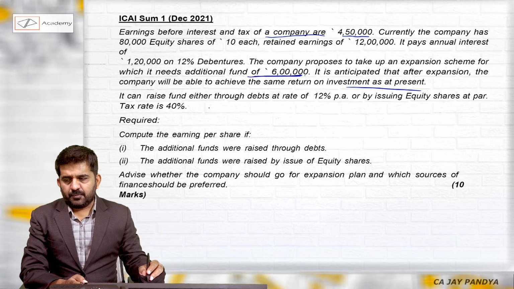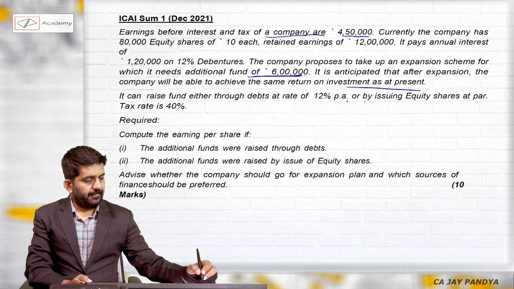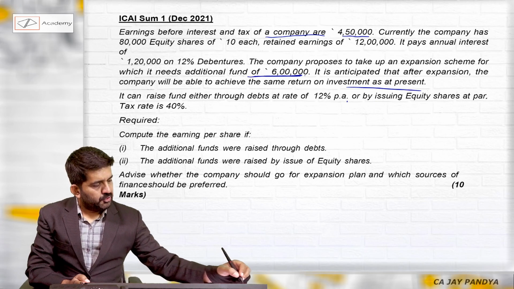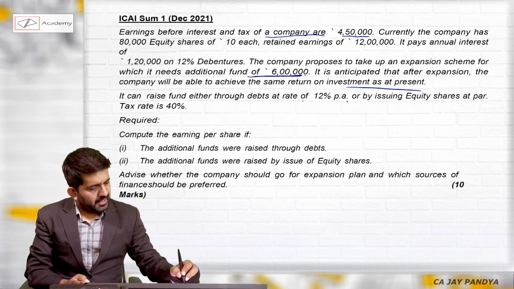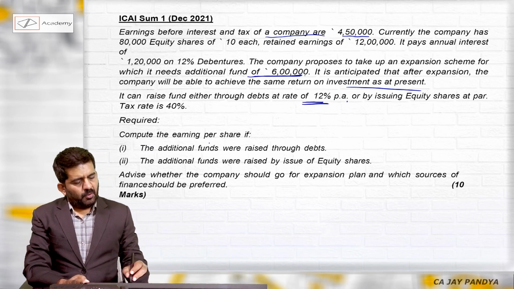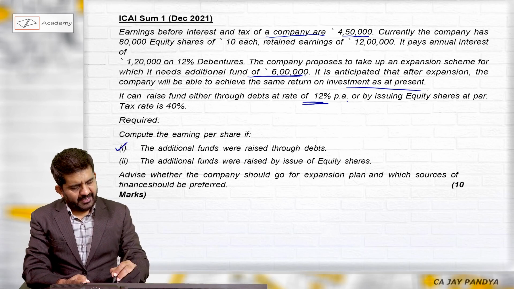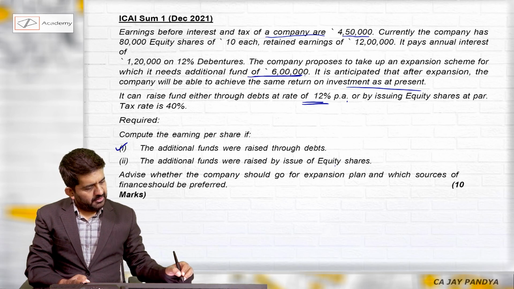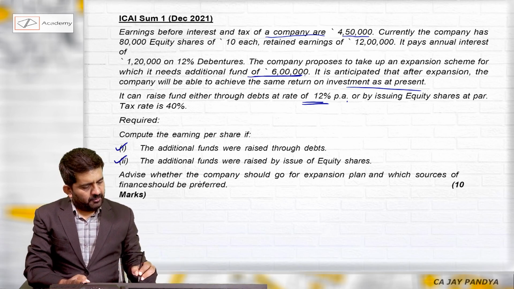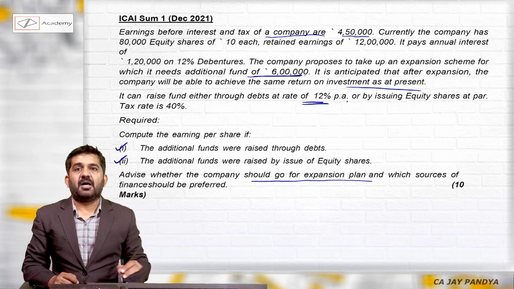It can raise funds either through debt at the rate of 12% per annum or by issuing equity shares at par. Tax rate is 40%. So additional debt can also be raised at the rate of 12%. Compute the earning per share if the additional funds were raised through debt. Compute it if the additional funds were issued by equity shares. Advise whether the company should go for the expansion plan.